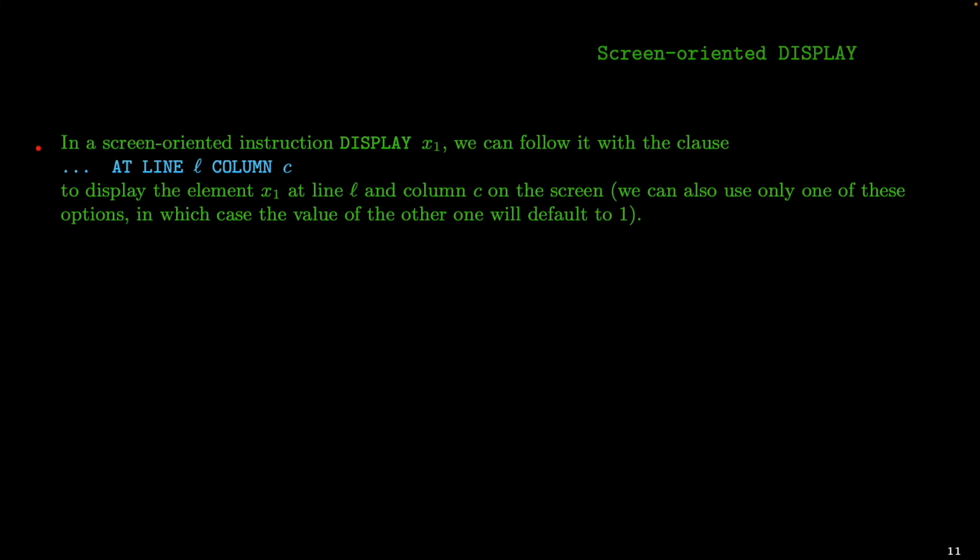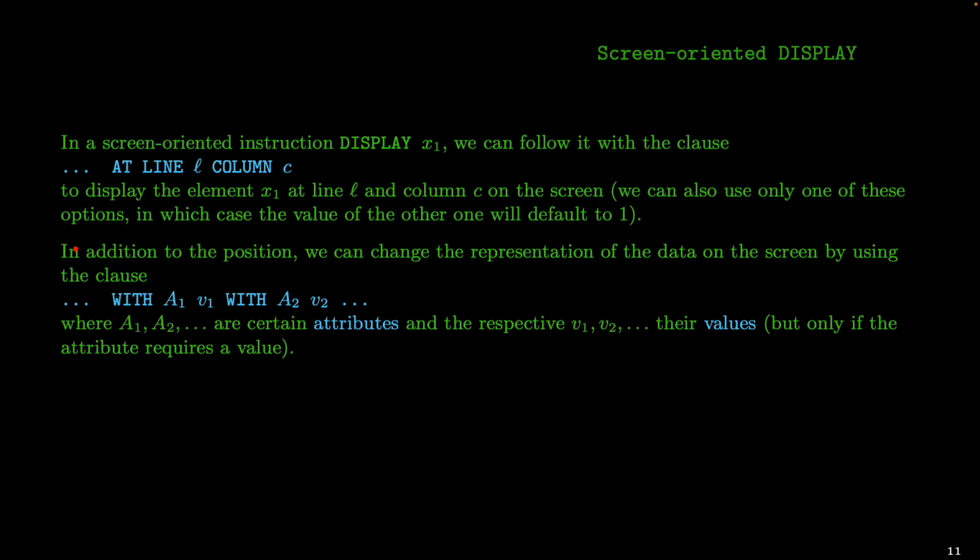But first I want to tell you what you can actually do in this screen-oriented display. If we want to display some data x1, we can, for example, use this clause at line L, column C, to display the element at line L and column C on the screen. So we can control the position where it is displayed. Otherwise, it will just be in the first position of the next line on the terminal if we do not use this position clause. And we can also change the representation of the data on the screen.